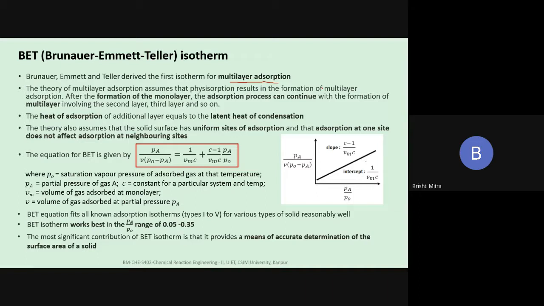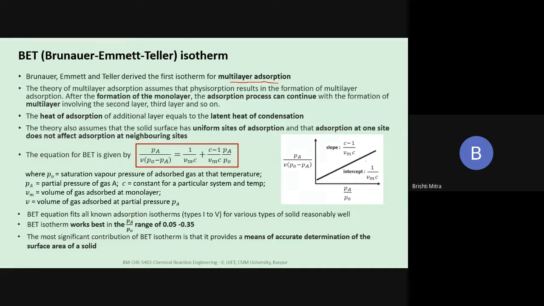If you remember the differences between physisorption and chemisorption, you might recall that chemisorption was up to a monolayer maximum, whereas physisorption can happen in multiple layers. So this is where the BET isotherm becomes important. After the formation of the monolayer, the adsorption process can continue with the formation of multilayers involving the second layer, third layer, and so on. This was a type 4 kind of behavior that we see.